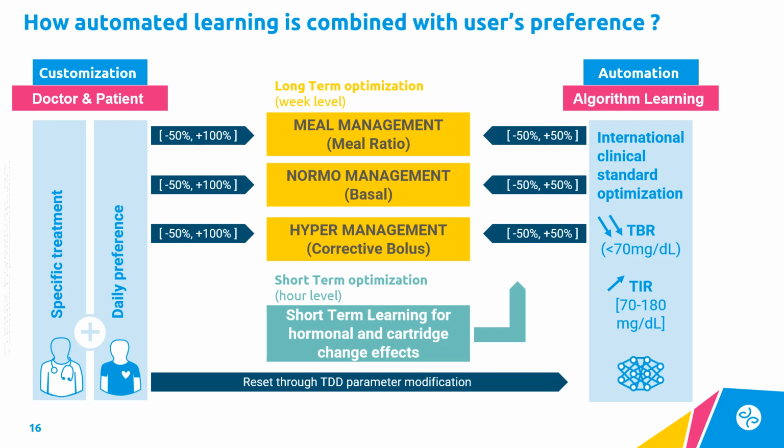Now that the meal ratio learning example has been presented, here's a global overview of how the customization at patient level works. On one side, there's the impact that the user can have on treatment by changing parameters. On the other side, the algorithm is able to impact some of the same modules with automatic learning done from one week to another. There's an additional short-term learning layer that is applied to the normal and hyper management module in order to better include short-term changes in insulin sensitivity factor linked, for example, to hormonal or cartridge change effects.